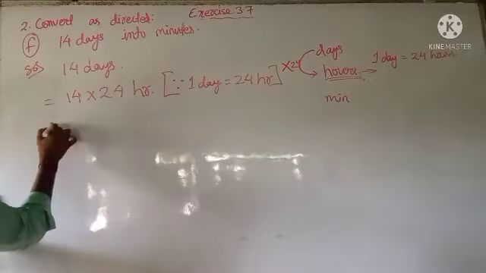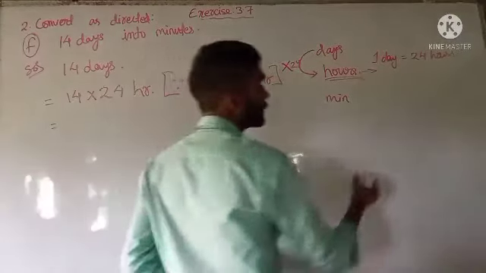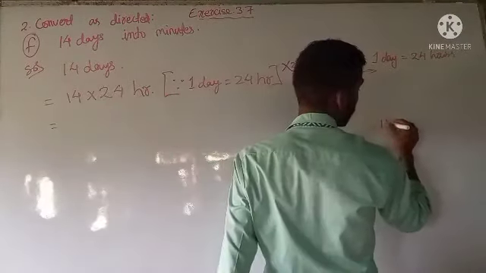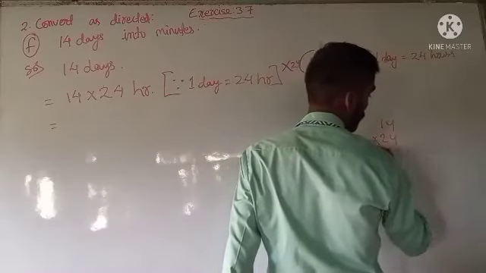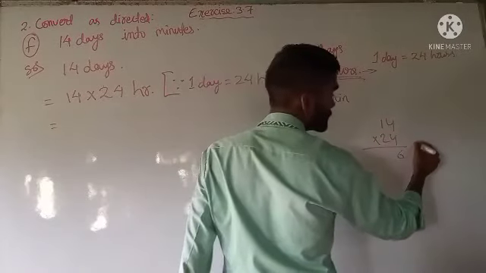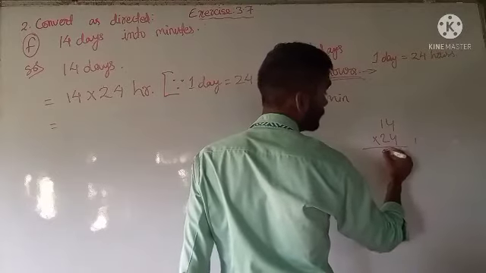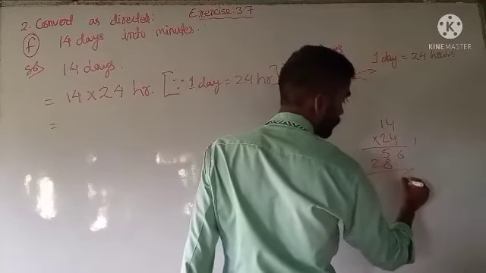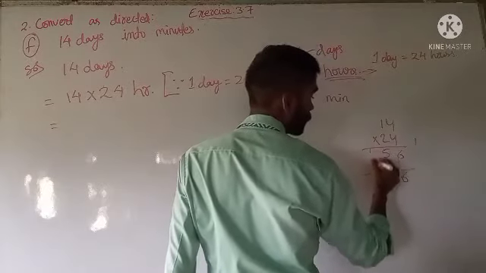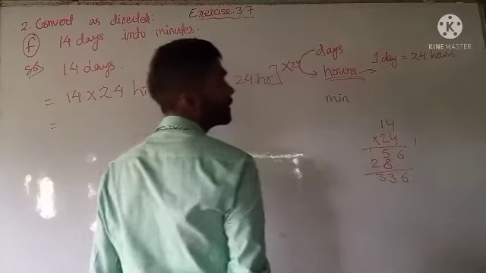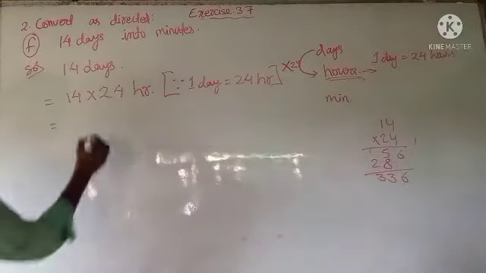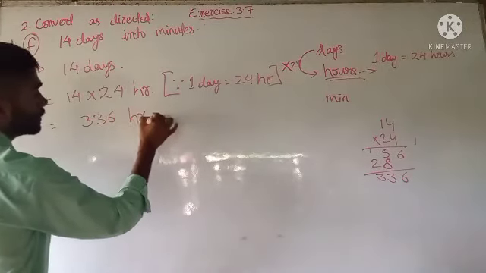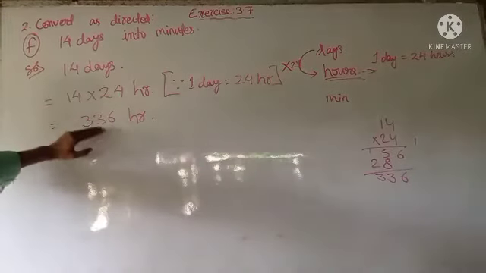Now we will multiply them. So let us multiply 14 into 24. 4 4s are 16, 6 and 1 in hand. 4 1s are 4 plus 1 is 5. 2 4s are 8, again 2 1s are 2. So we got here 6, and here 3, 1 in hand, 2 3. Now we got 336. So 336 hours. Now this 14 days is converted into hours.